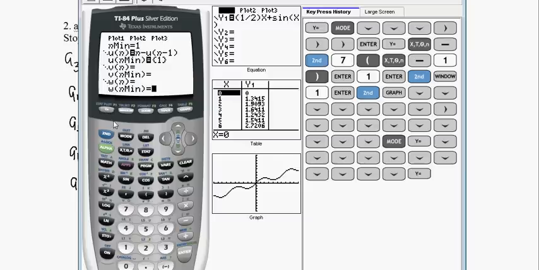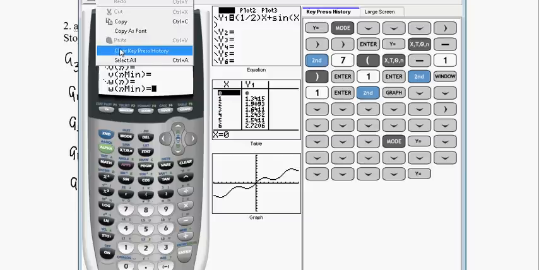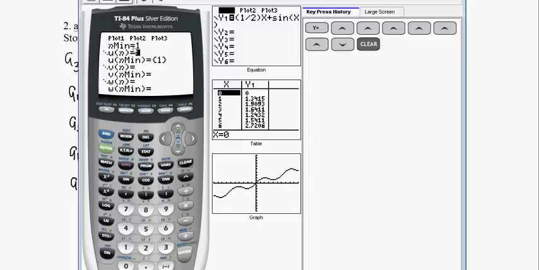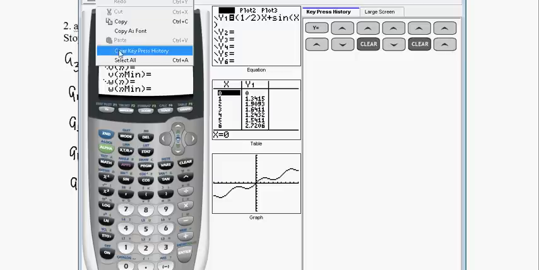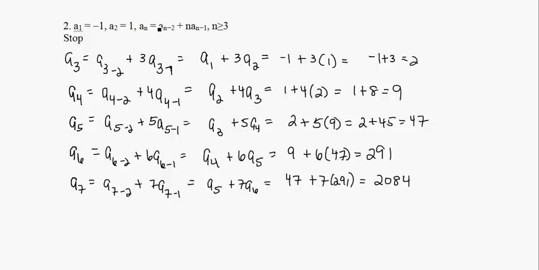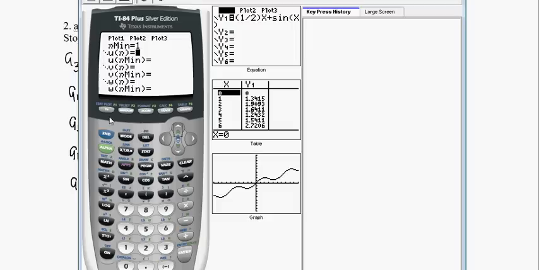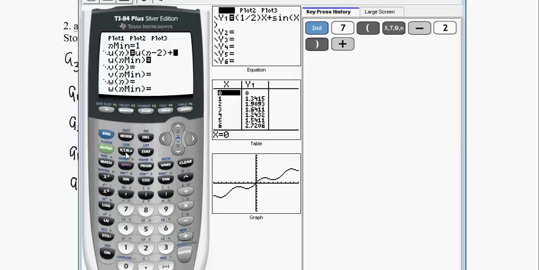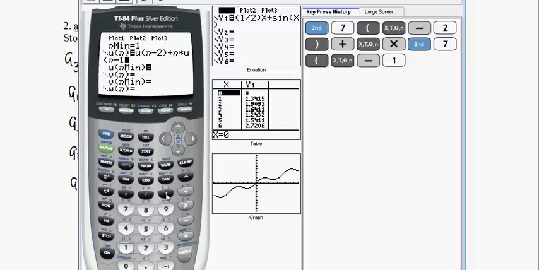So let's go back to y equals. I'm going to clear out the history. And let's go back to y equals. Oops, I've always had n sub n be equal to 1, so we'll not worry about that. And let's clear the history again. So our definition is a sub n minus 2. So that would be u of n minus 2, close parentheses, plus, I believe it's the term number times the previous. So n times u sub n minus 1.